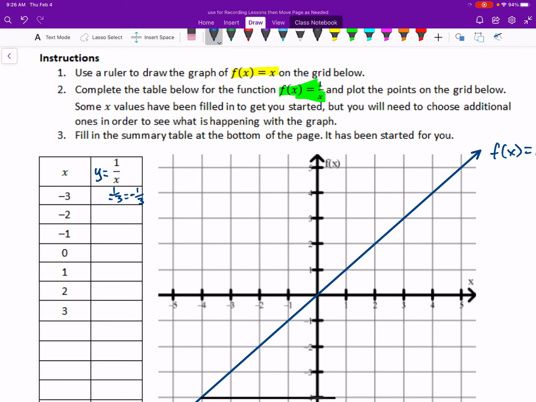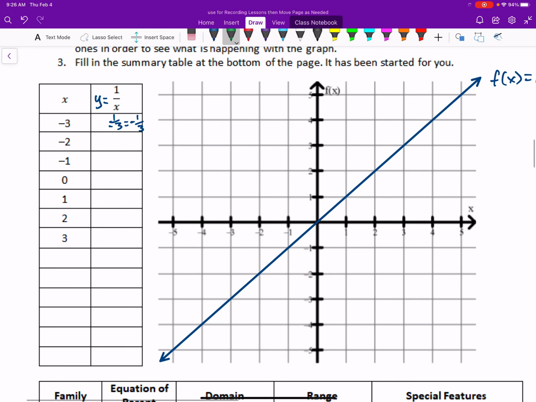And that gives me a point, doesn't it? I'm going to do this in a different color, so let's do it in green. So at negative 3 and negative 1/3, there's a point. And then if I put negative 2 in, I get negative 1 over 2. So at negative 2, I get a y value of negative 1/2. And at negative 1, I'd have negative 1 over 1, which is just negative 1. It simplifies down. So I'd have the ordered pair negative 1, negative 1. So I'm just filling in the table and then plotting the ordered pairs I see.